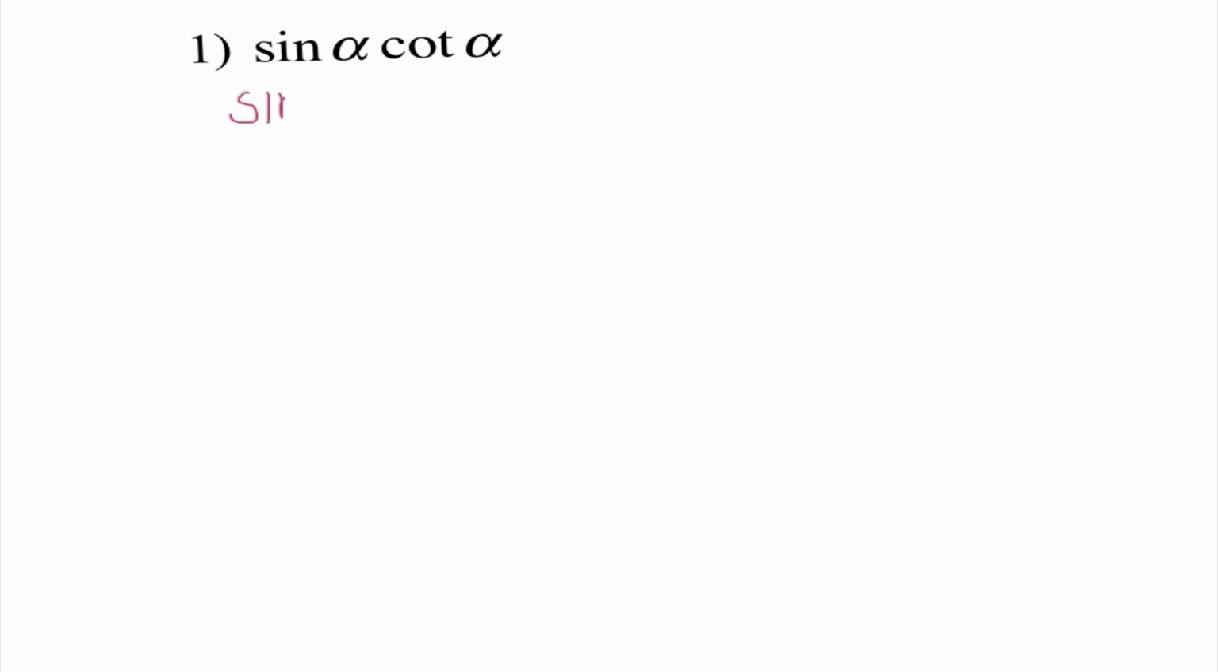So I'm going to leave sine alpha as sine alpha. Notice I'm writing my angle. And I know that cotangent of alpha is the same thing as cosine alpha over sine alpha. And at this point, now that I've converted everything in terms of sine and cosine, I can see if anything cancels out. And in fact, these sines cancel each other out, and I am left with simply cosine of alpha.